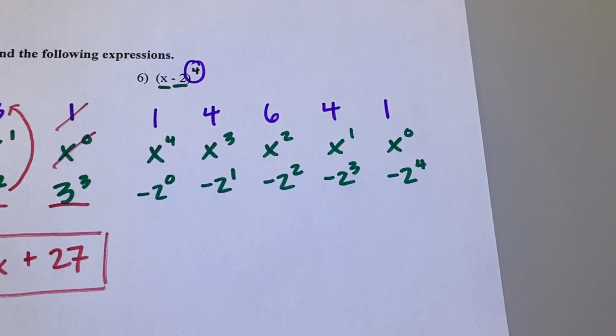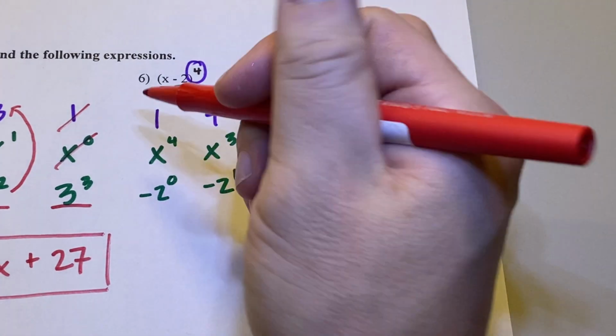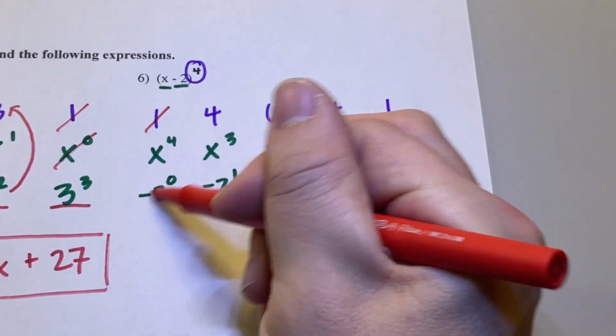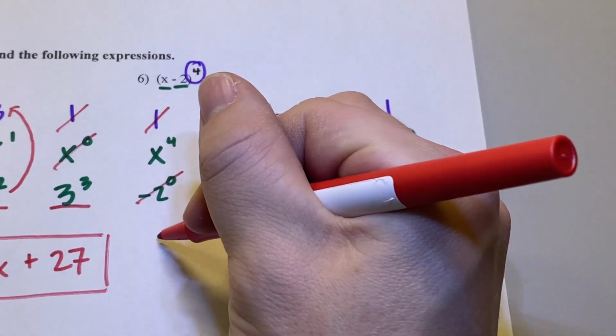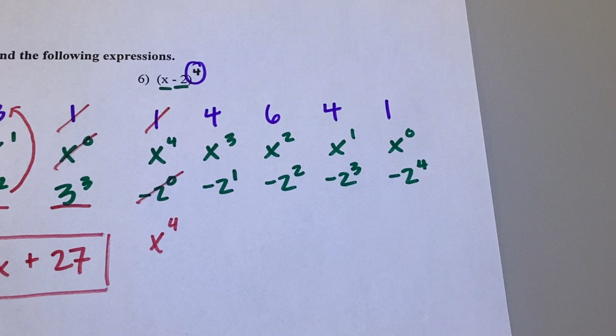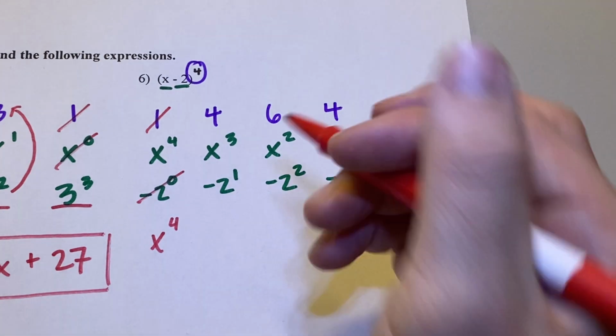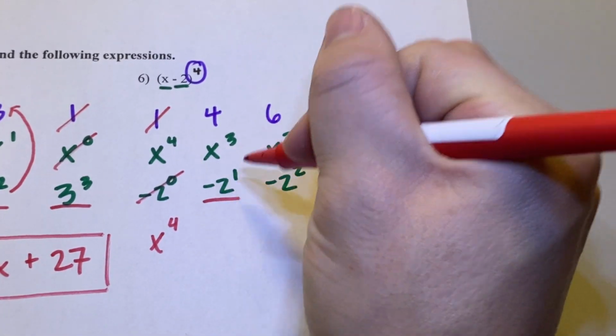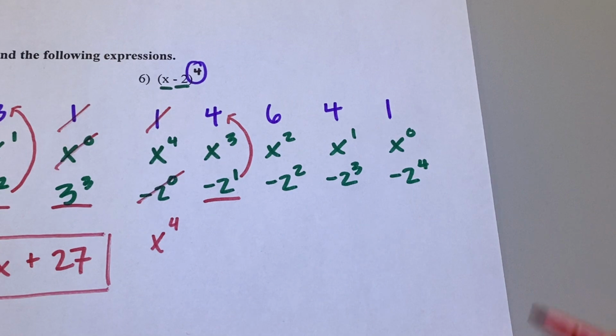Okay, now we're gonna multiply these guys out. We don't care about 1, we don't care about negative 2 to the 0 because that's also 1, so all we're left with for our first term is x to the 4th. Okay, here's where you should be able to answer me in like 2 seconds. Negative 2 to the first is just negative 2. What's negative 2 times 4? Negative 8x.